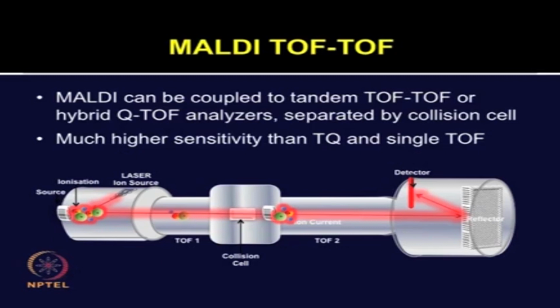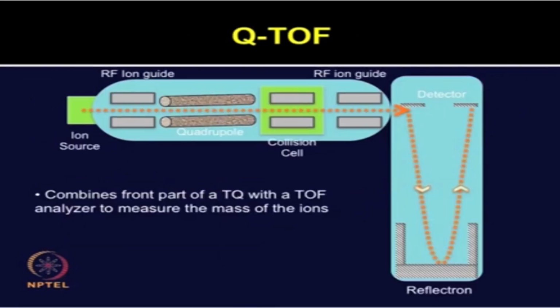We have discussed the multi-TOF system in some more detail in the previous lecture, so I will move on to some other configurations, which is QTOF. The QTOF combines a front part with a quadrupole, or it can be a triple quad, TQ, along with the TOF analyzer to measure the mass of the ion. Some of the important concepts involved in ionization, mass analyzers and tandem MS, I will describe in the following animation.